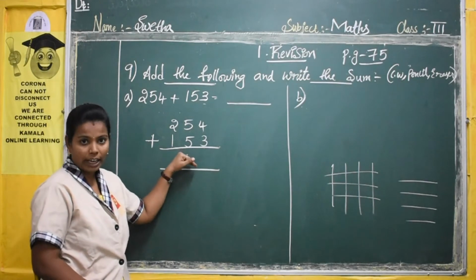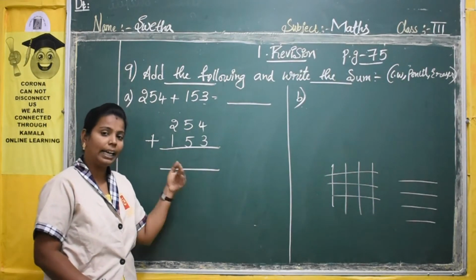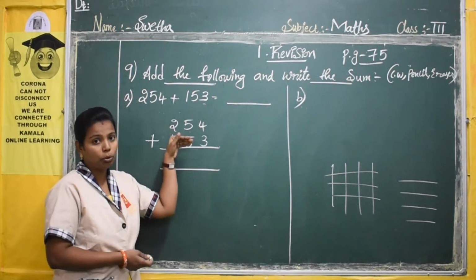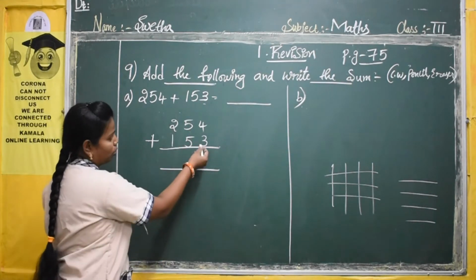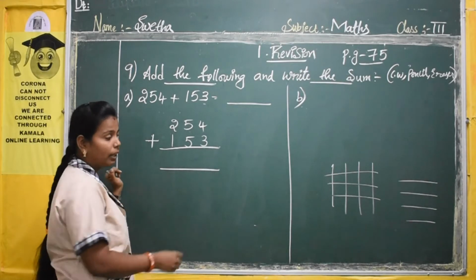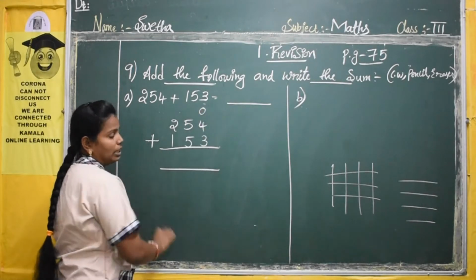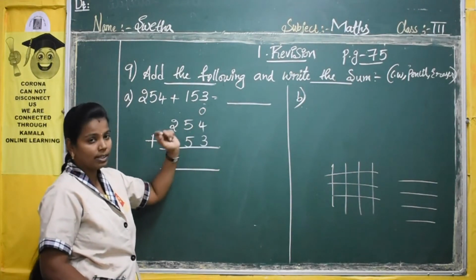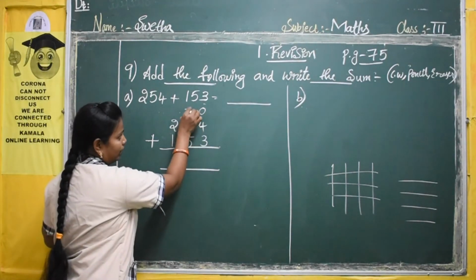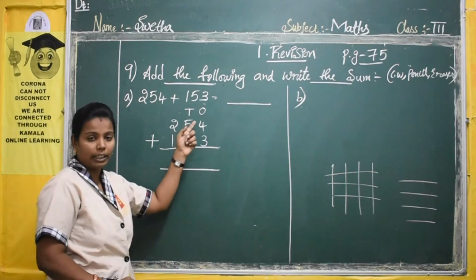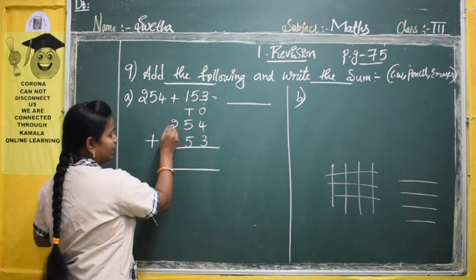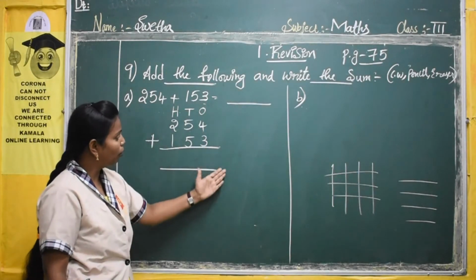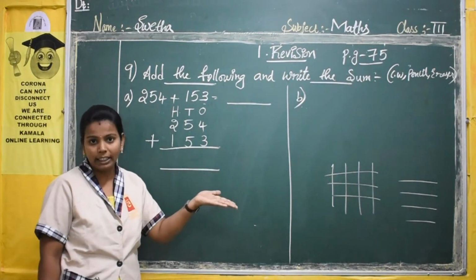Whenever you are writing anything, if you write the places, it will be very useful and comfortable for you to understand it clearly. So what is the place of the last number? It is ones. I am writing in the short form. You also learn to write like this. So this is ones. The second one is tens. For tens we are taking T, and the next one is hundreds. For hundreds we are taking H.